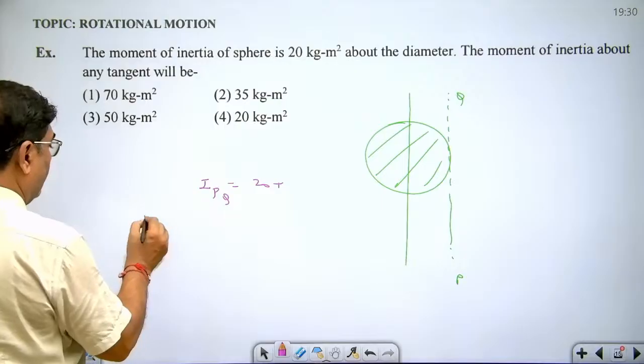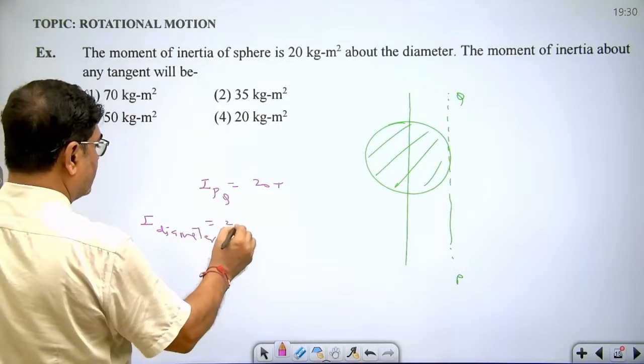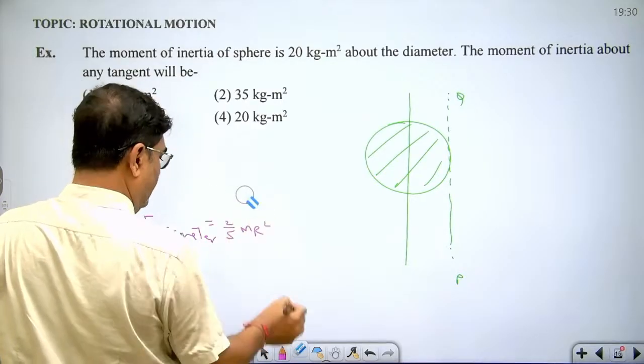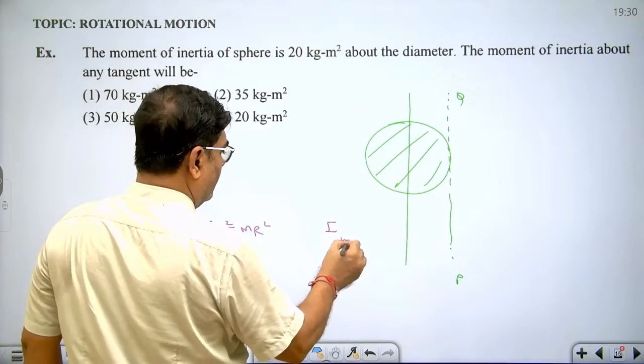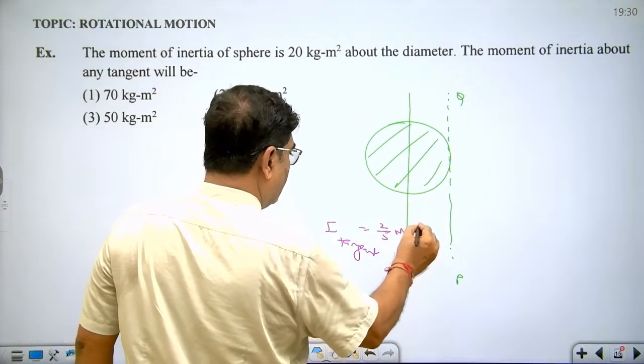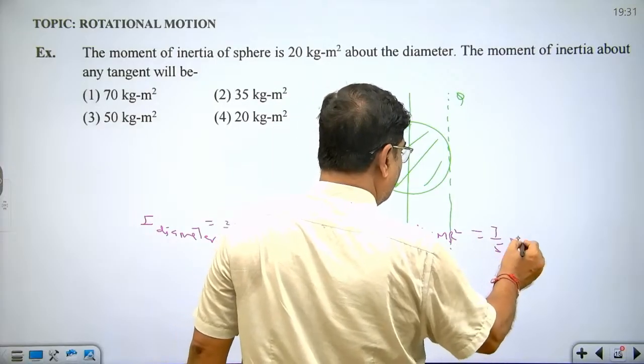See, I about diameter is what? This is 2 upon 5 mr square. And what about I about tangent? I about tangent is 2 upon 5 mr square plus mr square. This is 7 upon 5 mr square.